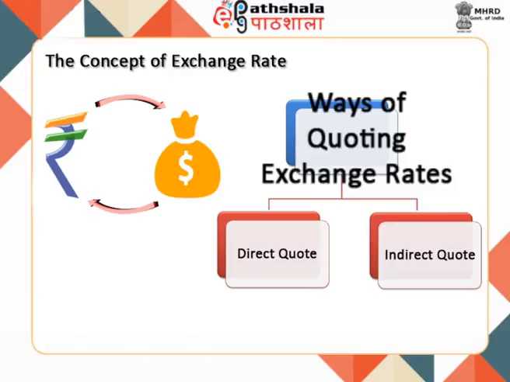Indirect quote is the quote where the exchange rate is expressed in terms of number of units of foreign currency per unit of domestic currency: dollar per rupee. For example, 0.0182 is the indirect quote for USD in India. This is to be read as $0.0182 per rupee. In other words, 1 rupee is worth $0.0182.